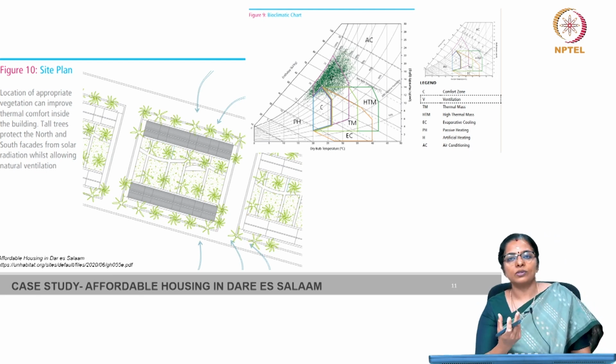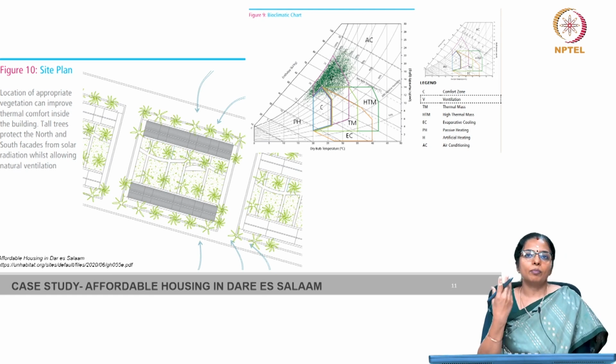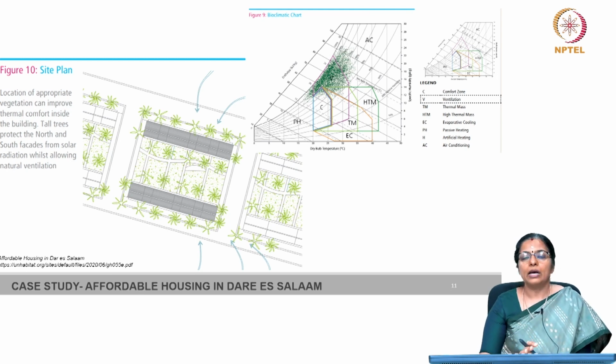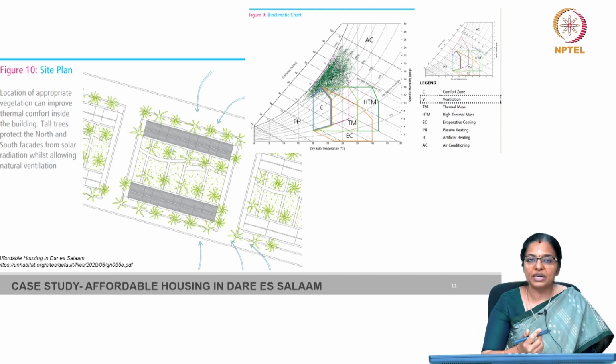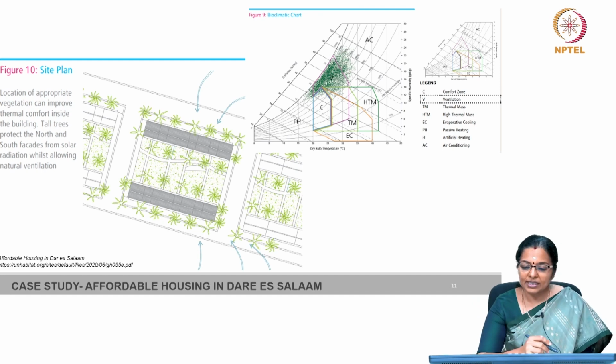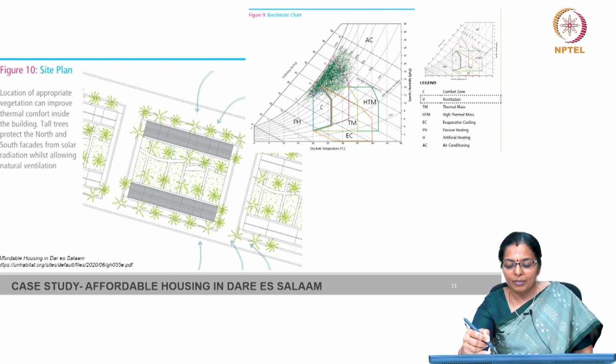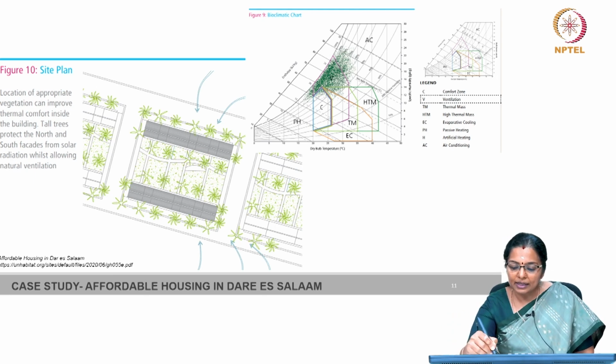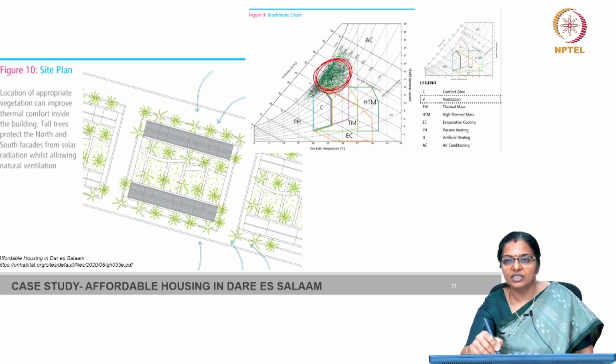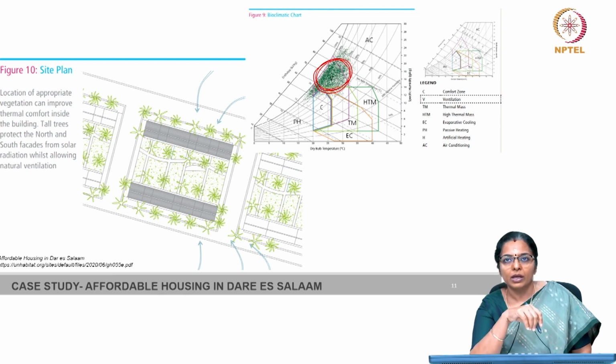When breeze flows, that is why people use a small piece of paper to wave, or a small kerchief, when they are in an environment which is warm and humid. So, it is important to have breeze flowing, and you can see what is required here. From the bioclimatic chart, you can see that ventilation is the most important strategy in Dar es Salaam.